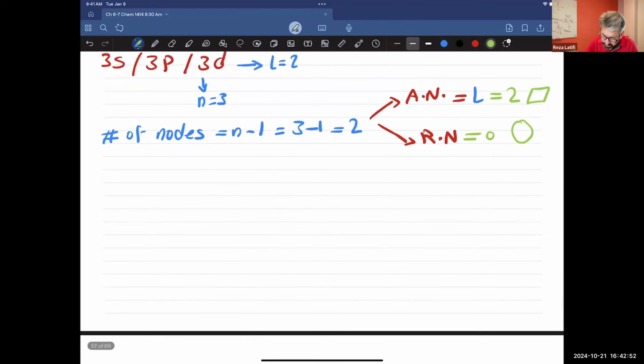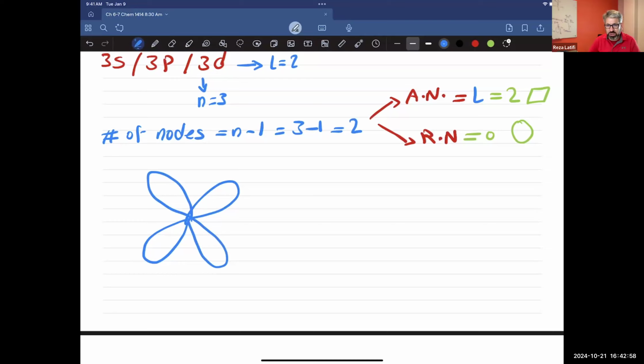Let's show the d orbital. This is a d orbital. I'm going to show the angular nodes. The first angular node, let's put it here. And the second angular node, I'm going to put it in this direction. Now let's give it signs. It doesn't matter what the signs are. Say this one is negative. Now I go positive here, negative, and that one will be positive.